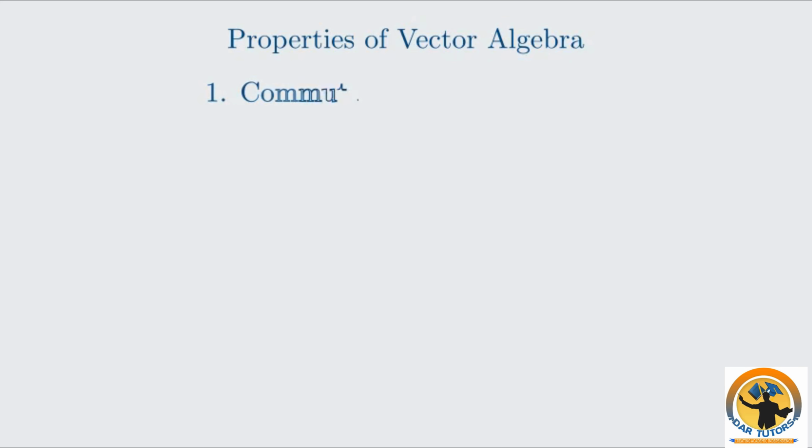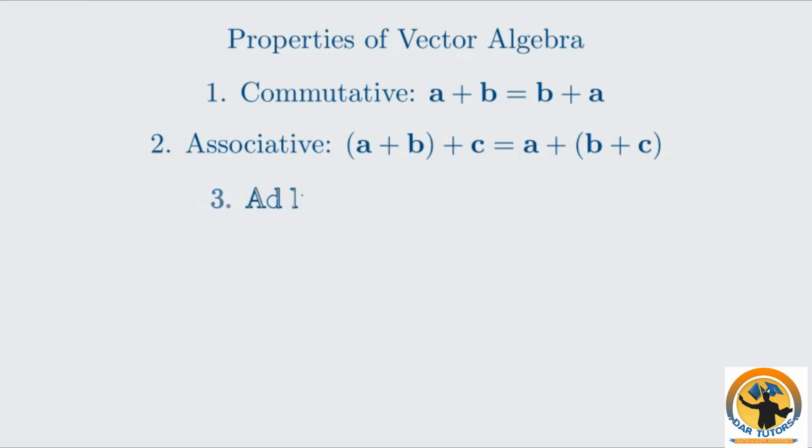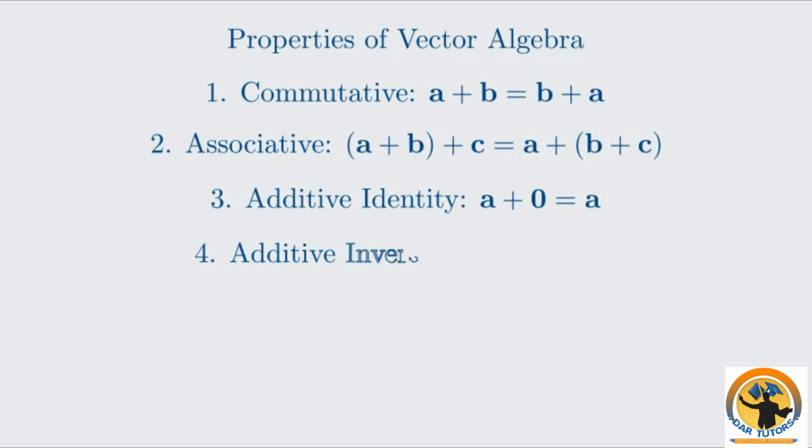Vector algebra follows many of the same rules as real number algebra. Understanding these properties is key to solving more complex vector equations. Here are some of the most important properties. Vector addition is commutative, meaning A plus B equals B plus A. It's also associative, so the order of addition doesn't matter. The zero vector, 0, acts as an additive identity. Every vector A has an additive inverse, -A, such that their sum is the zero vector.